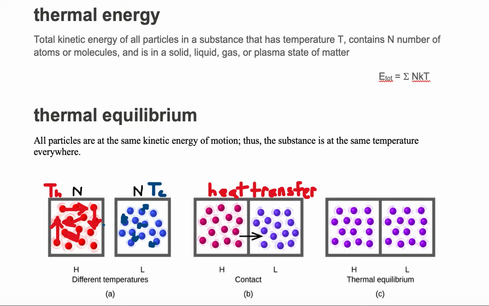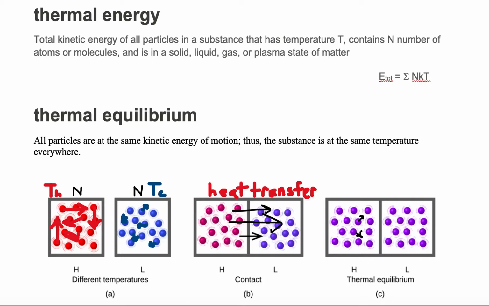Now, when we put the hot box next to the cold box so they are in contact, we have what's called heat transfer. Heat always transfers from the hot side to the cold side. It never goes the other way. It goes hot to cold. So you have these fast-moving particles and these slower-moving particles. You're going to slow down the fast-moving particles, and you're going to increase the speed of the slower-moving particles until all the particles are moving at the exact same speed.